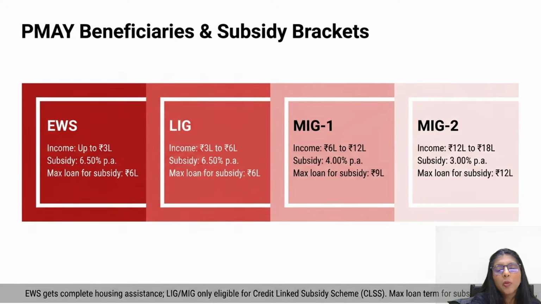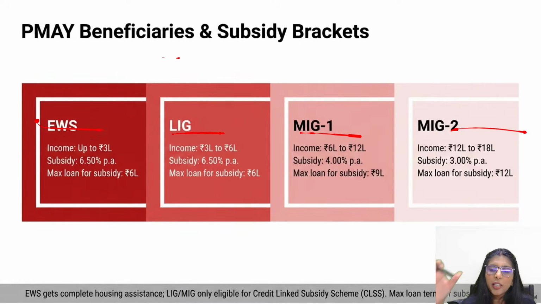This scheme is especially for the people who are unable to afford housing, the weaker and middle income families. It promotes first time house ownership, reduces EMI burden through subsidy, and encourages urban and rural housing development. Who are the beneficiaries under Pradhan Mantri Awas Yojana? Economically weaker section, low income group, middle income group 1, middle income group 2. These are the beneficiaries.